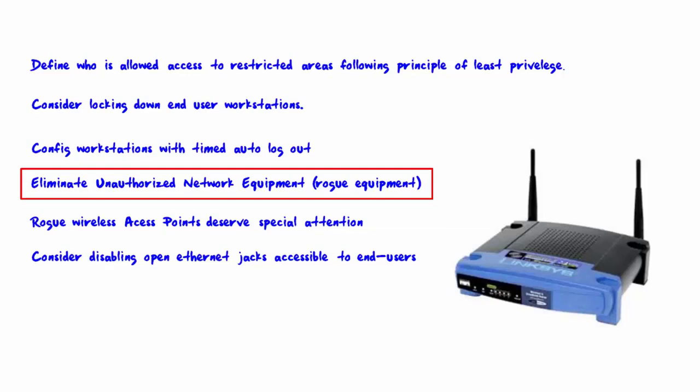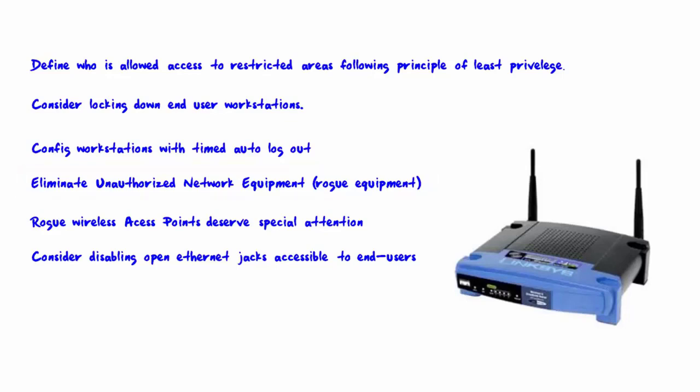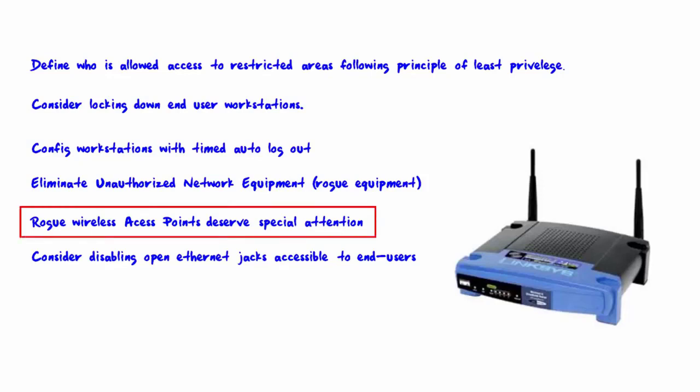Of course, there is also the possibility that rogue equipment may be installed on your network by black hats with the sole purpose of doing harm. Rogue wireless access points deserve special attention. This is a very common type of rogue equipment. The most direct way to find wireless access points is to use a program like Insider to view all SSIDs in the area, specifically unauthorized SSIDs in the area.